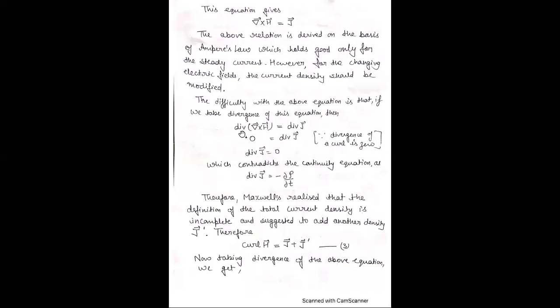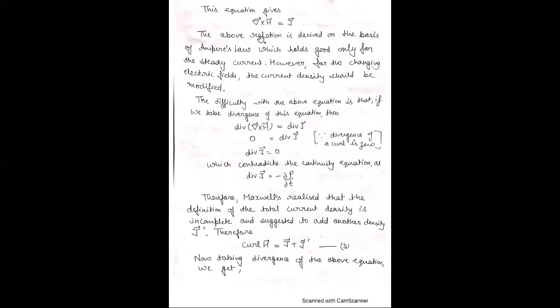According to Stokes theorem, we convert the line integral into a surface integral. Therefore, the line integral of H dot dl around C is equal to the surface integral of del cross H dot ds. Using these equations, del cross H dot ds is equal to J dot ds. Taking the integral and ds common, this equation gives del cross H equal to J.